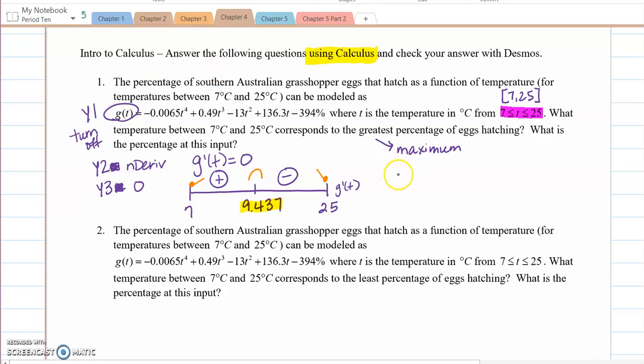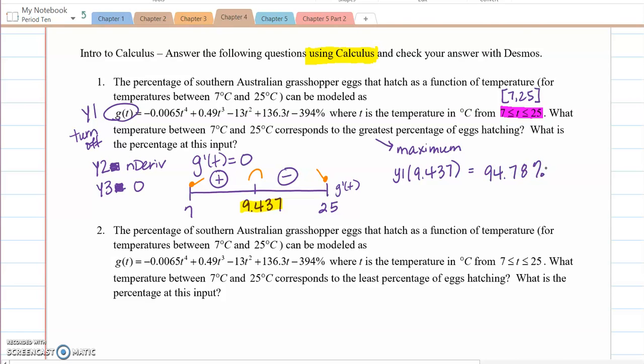So then remember that your calculator can do that calculation for you really fast on your home screen by doing y1 of 9.437. So that's on your home screen. And that turns out to be 94.78%.